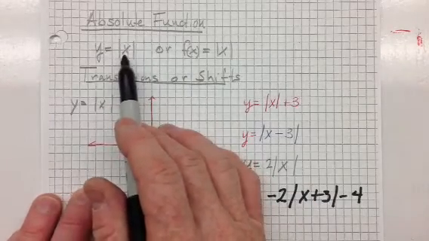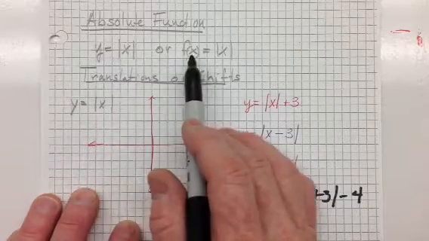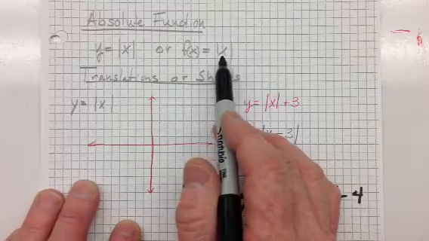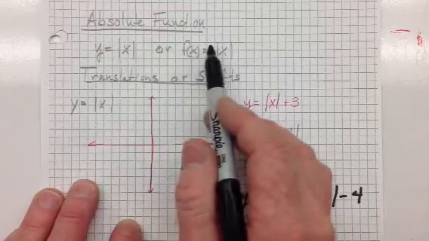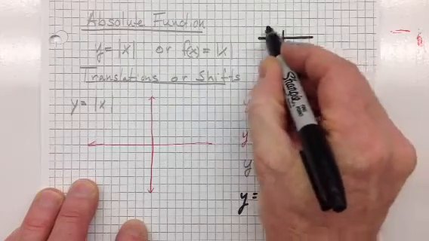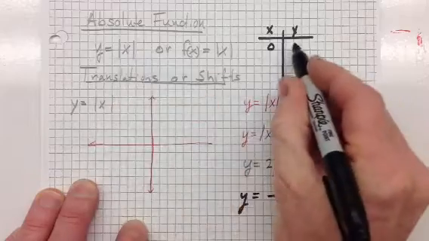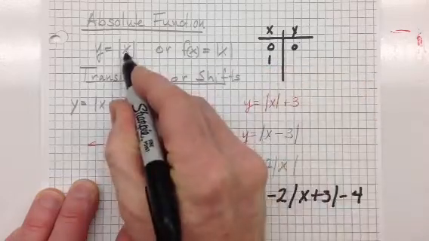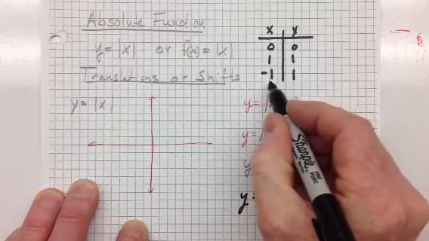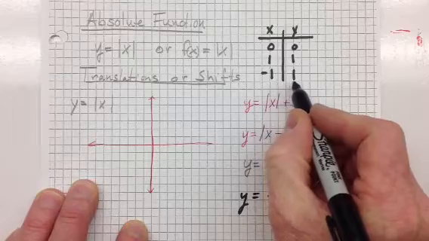Now, an absolute value function is written like this. Y equals the absolute value of x, or f of x equals the absolute value of x. When you graph a function like this, we could create a t-chart, and put values of x and y in here. If we put in a 0, we get out a 0. Put in a 1, absolute value of 1 is 1. We put in a -1, we get a positive 1, and so forth. If we put in a 2, we'd get a 2. If we put in a -2, we get a positive 2.